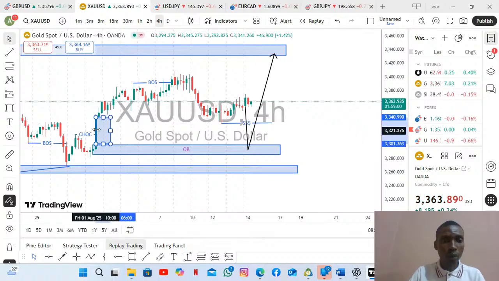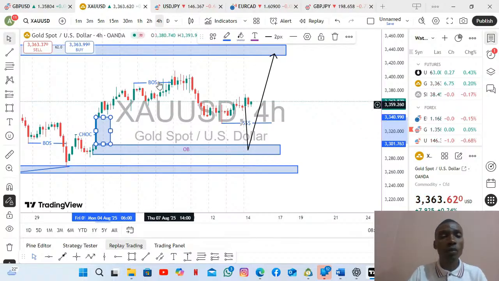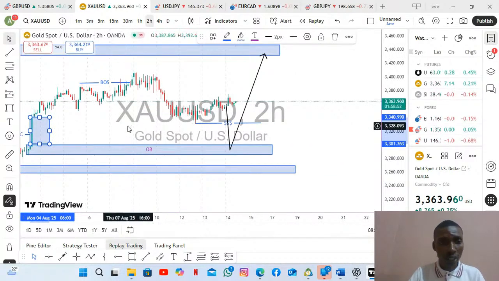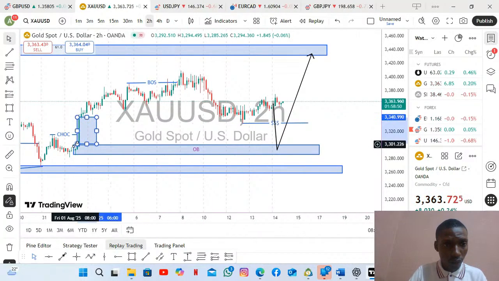We love trading from other blocks, so please take note of that. But let's see if it's the same for 2 hours. What is 2 hours saying? 2 hours is actually telling us the same. This is 2 hours here.